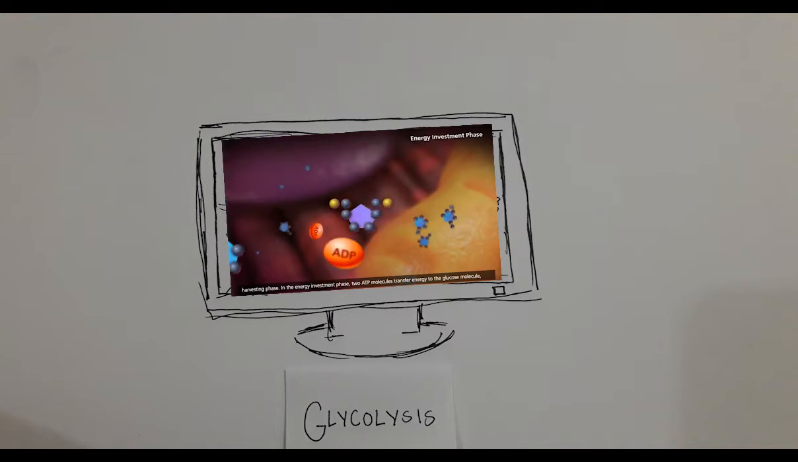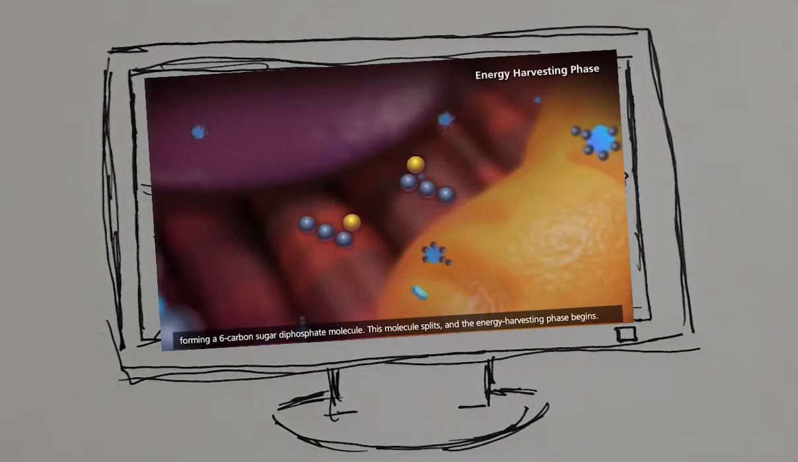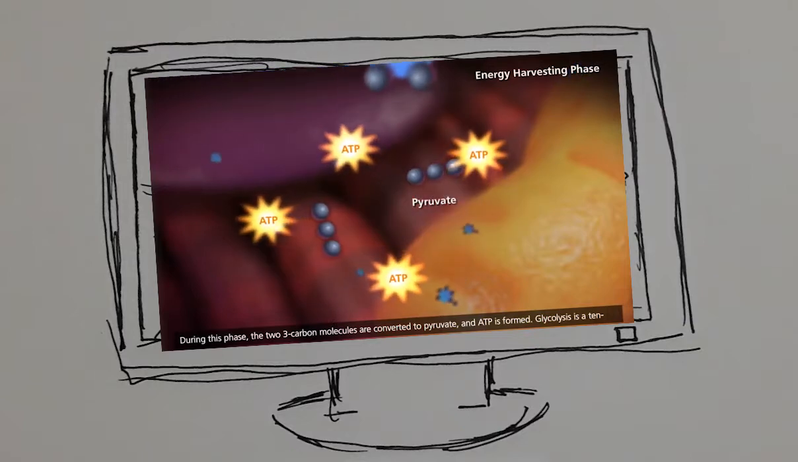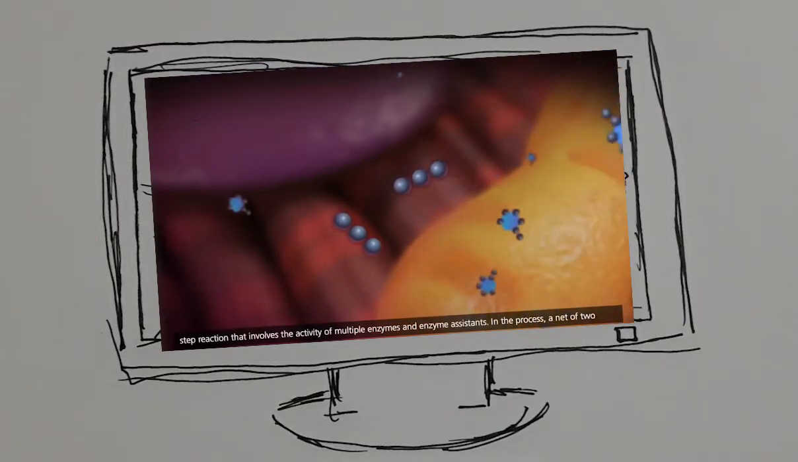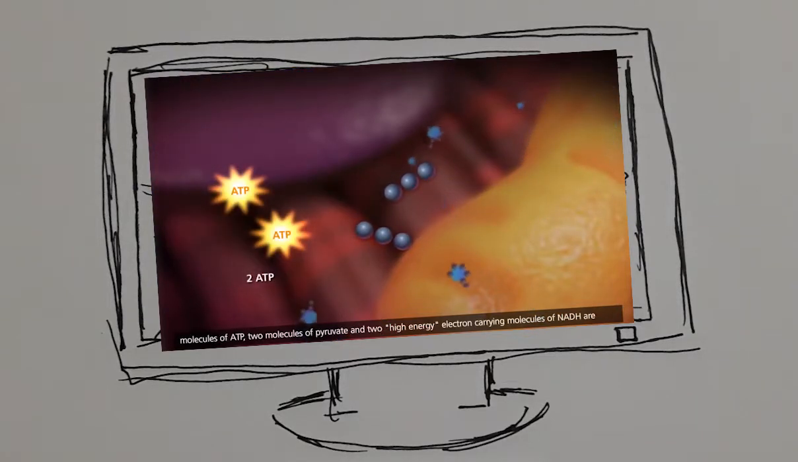Glycolysis literally means splitting sugars. In glycolysis, the 6-carbon sugar, glucose, is broken down into two molecules of a 3-carbon molecule called pyruvate. This change is accompanied by a net gain of 2 ATP molecules and 2 NADH molecules.